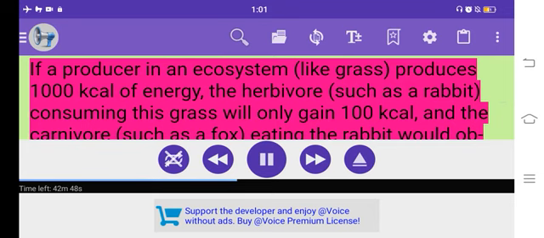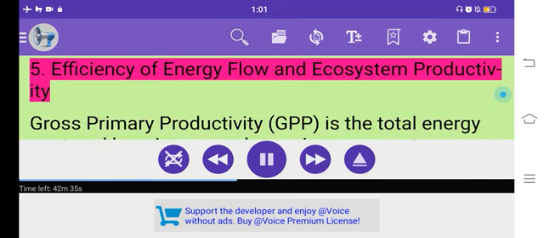If a producer in an ecosystem like grass produces 1000 kcal of energy, the herbivore, such as a rabbit consuming this grass, will only gain 100 kilocalories, and the carnivore, such as a fox eating the rabbit, would obtain only 10 kilocalories of energy from the initial 1000 kcal produced by the plants. 5. Efficiency of energy flow and ecosystem productivity.